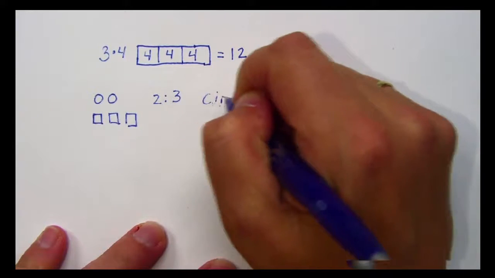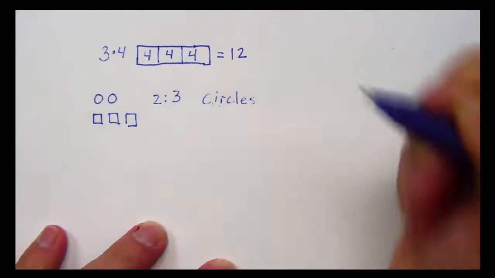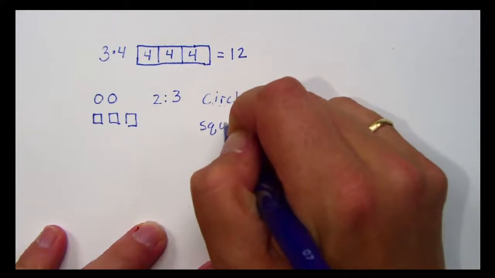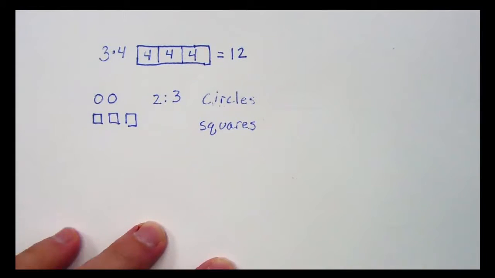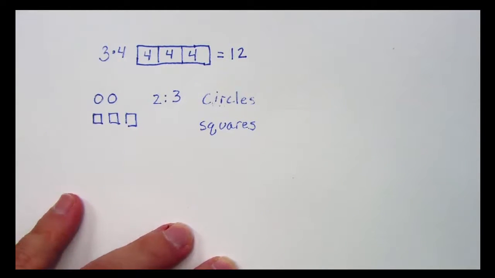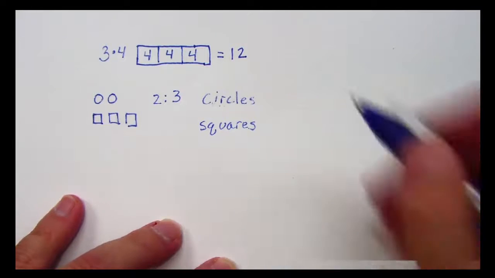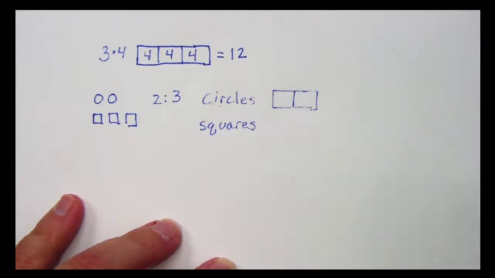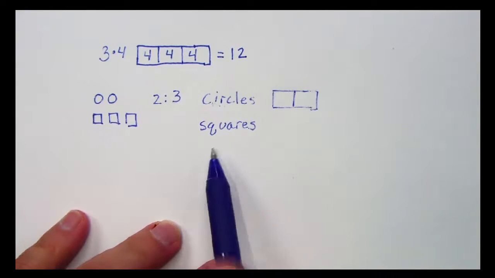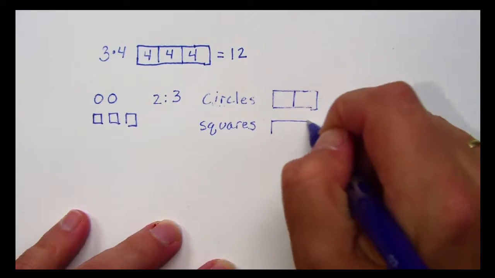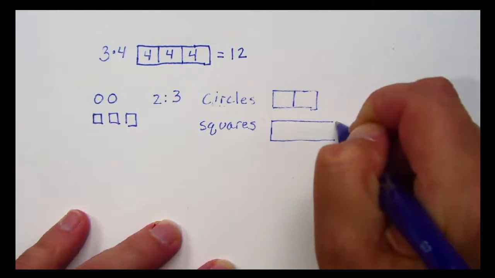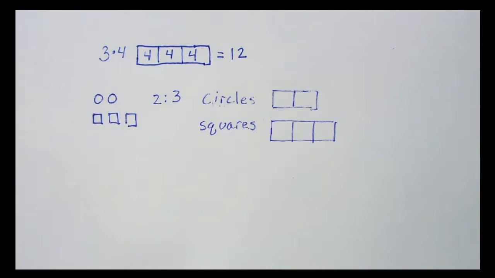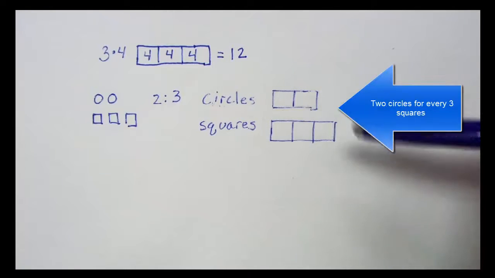Here's where I'm going to write my tape diagram for the circles. And here's where I'm going to write my tape diagram for the squares. The labels help me keep everything straight and know what I'm talking about. Since I have 2 circles, I need 2 boxes. And since I have 3 squares, I need 3 boxes for the squares. This would be a simple tape diagram showing 2 circles for every 3 squares.